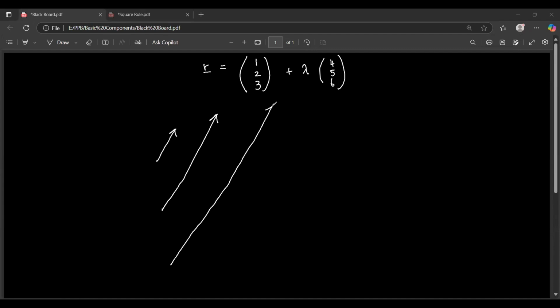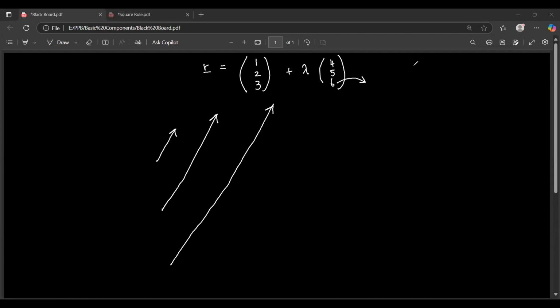Can we change them? Well, we'll look at the same example, (1, 2, 3) plus lambda into (4, 5, 6). Can we change the direction vector? Actually, look at this. If this is the direction vector, this also lies in the same direction, but the scale is higher. Of course, the magnitude is higher, but the direction is the same. So you can use any multiple of the direction vector and still have the equation for the same line.